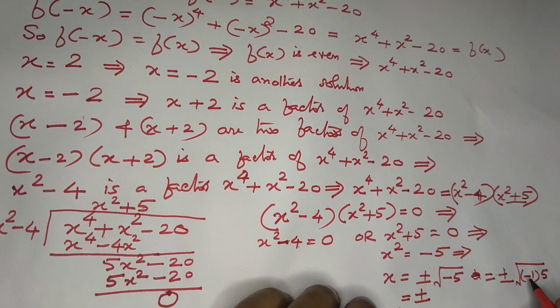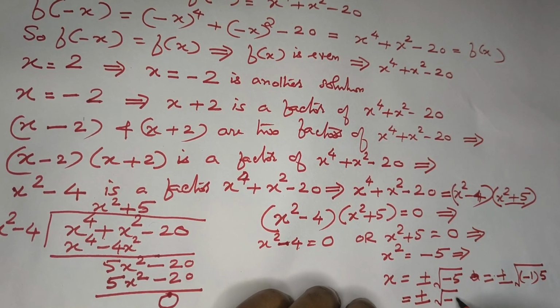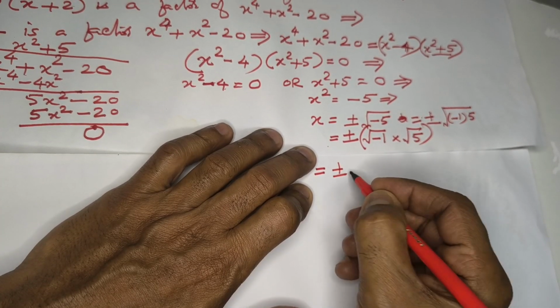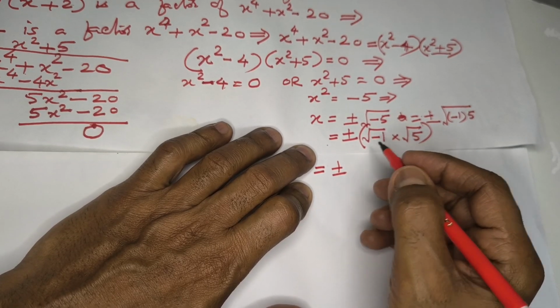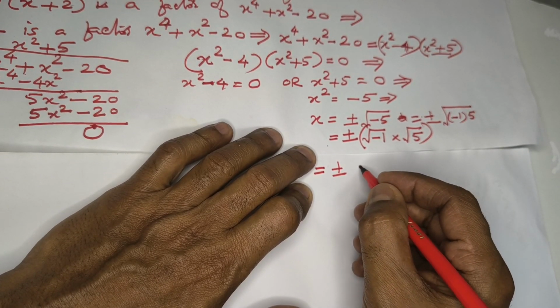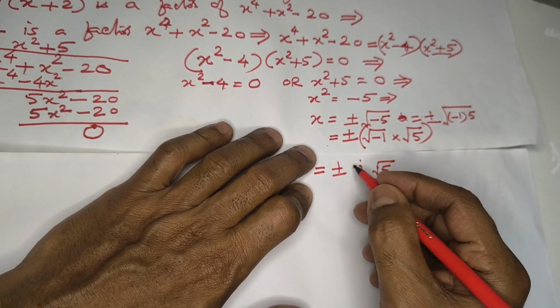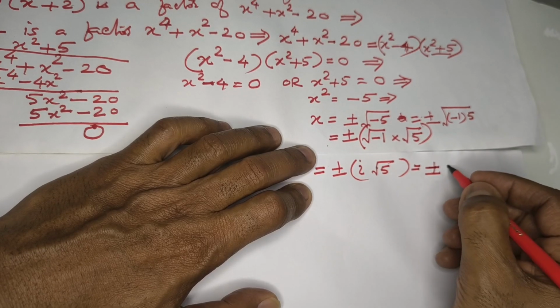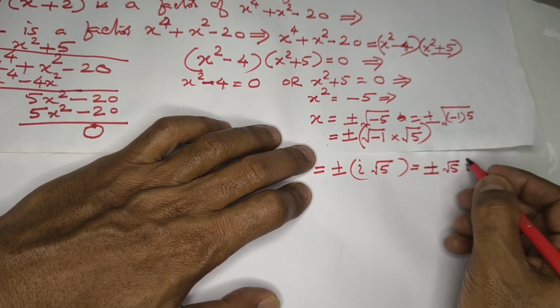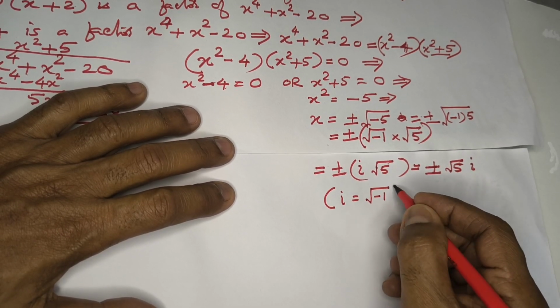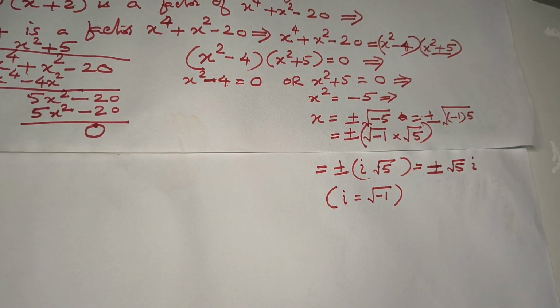You distribute the root sign to these two numbers. You will have minus 1 into 5, which is equal to plus or minus root 5 times root minus 1, which we generally denote by I. Again, root 5, this you can write like this, root 5 I. I is equal to root minus 1. As you know, I is the notation we use for complex numbers.